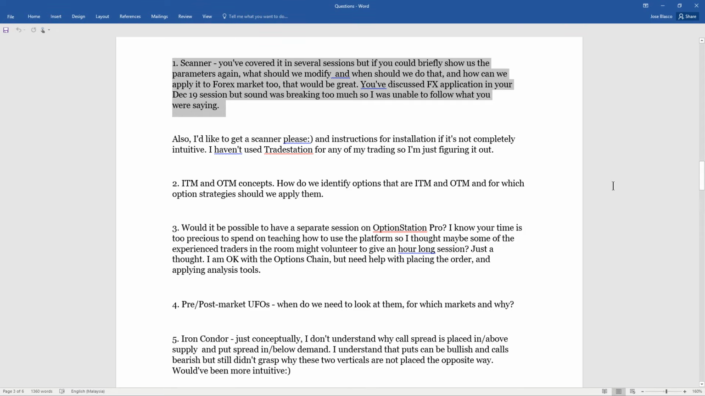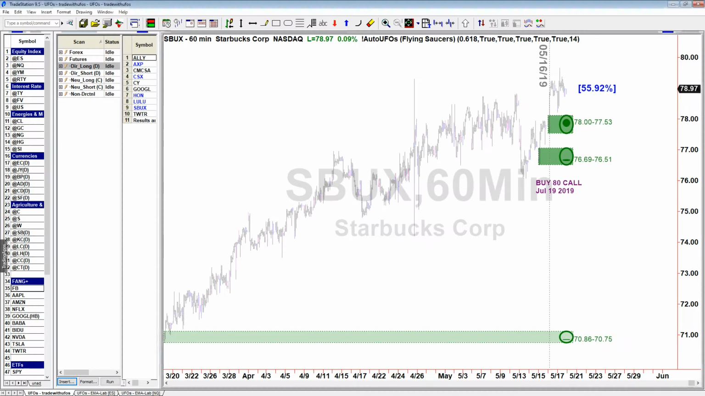Okay, good. So let's talk about scanners. The scanner is in TradeStation right there. First of all, if you don't have the scanner, just know that you can email us requesting it and we'll email it back to you. You can just import it into TradeStation and you don't need to build it yourself, because building it yourself is a little tedious.